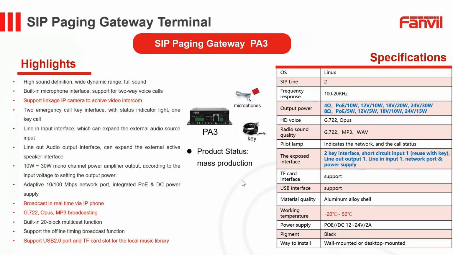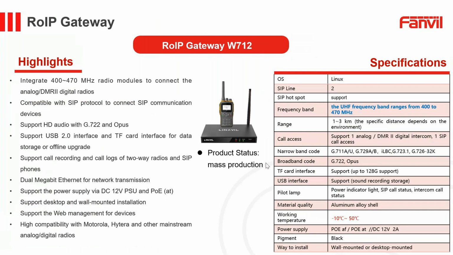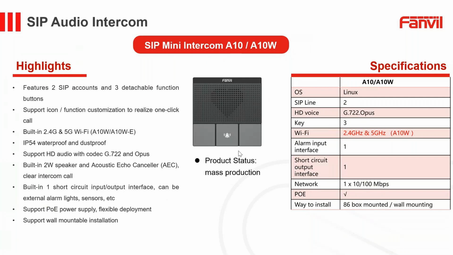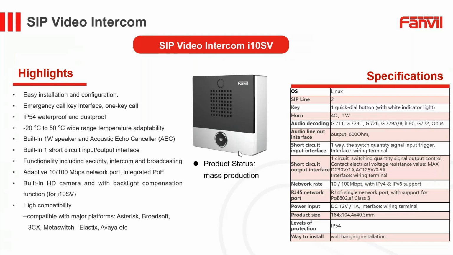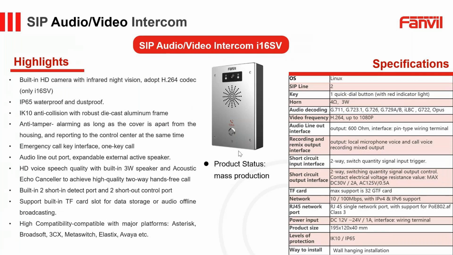The paging gateway can support USB 2.0 port and TF card slot for local music library. And the gateway can support SIP hotspot, web management for devices, HD audio, and so on. This one has support protection class IP54. The video intercom has built-in HD camera and backlight compensation function. The audio and video intercom has camera with infrared night vision, adopt H.264 codec.